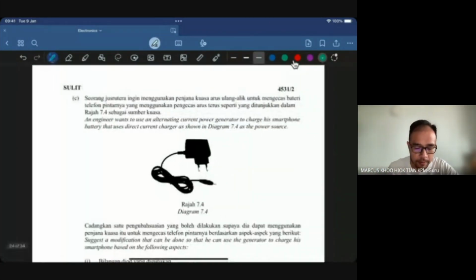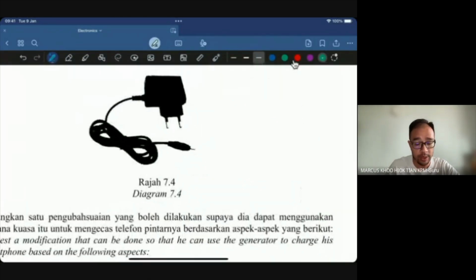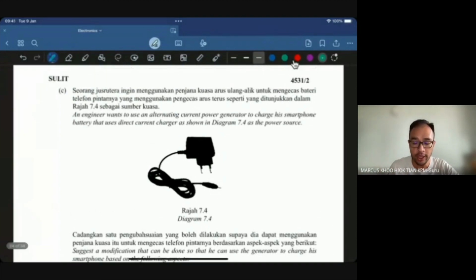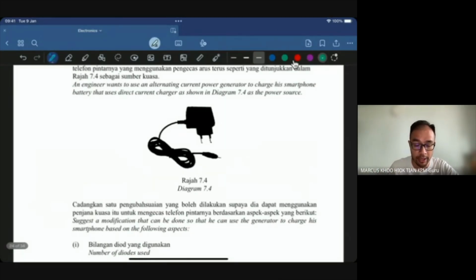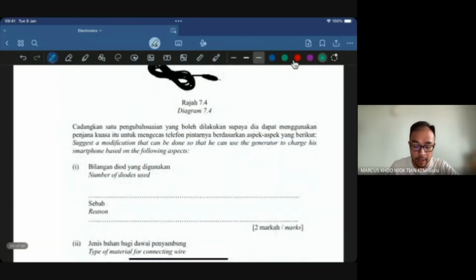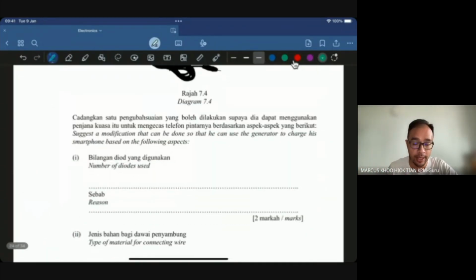All right, an engineer wants to use an alternating current power generator. We see the same question again, the smartphone charger. This question came out already last year or 2 years ago, but we see it happen again. Uses a direct current. Sorry, I need to mention, the one that came out 2 years ago was from electromagnetism, not so much electronics. They may use the same thing, but this time they will ask about electronics.